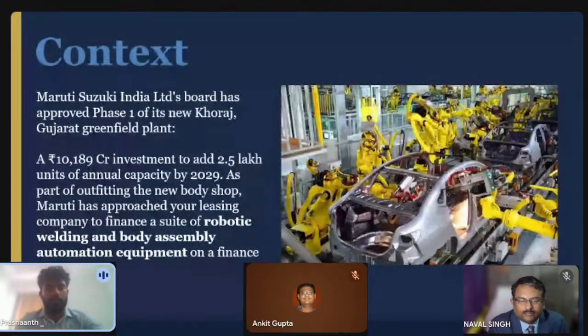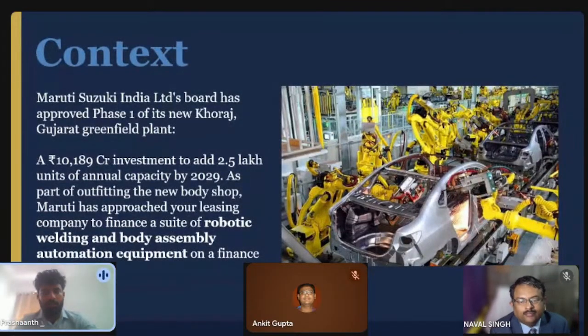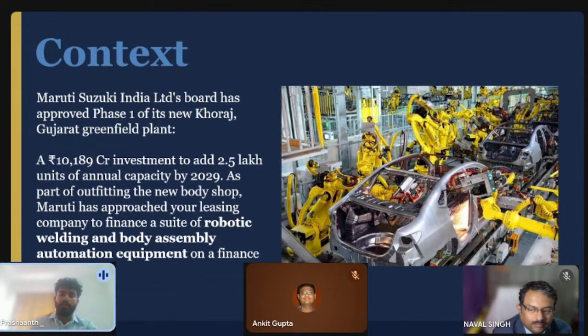So the phase one of the Gujarat plant is up for expansion. And like I said, the amount comes up to around 10,000 crores. And this is going to add 2.5 lakh units of additional capacity. And they're eyeing completion at around 2029. So they've come to us, which is the leasing entity, to finance their robotic body assembly and welding equipment, basically. And this is going to be done on a finance lease basis.